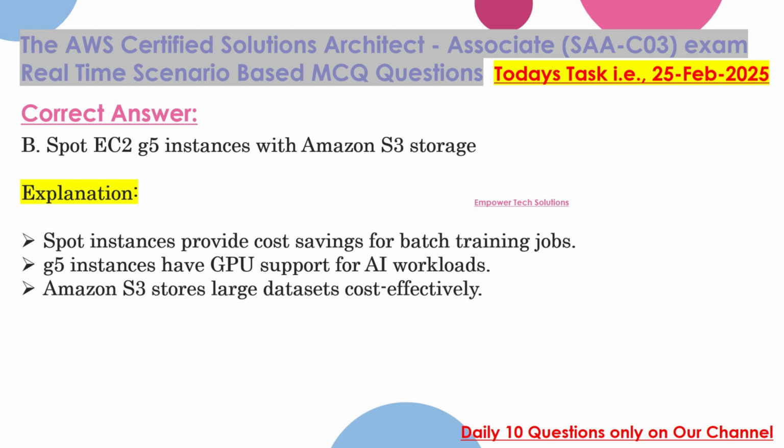Explanation: Spot instances provide cost savings for batch training jobs. G5 instances have GPU support for AI workloads. Amazon S3 stores large datasets cost-effectively.